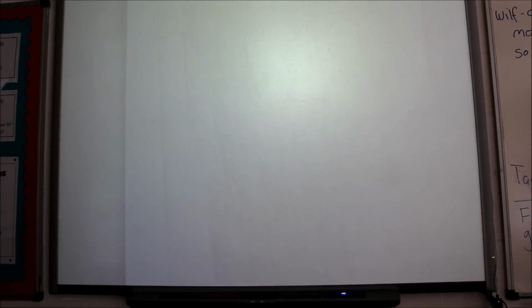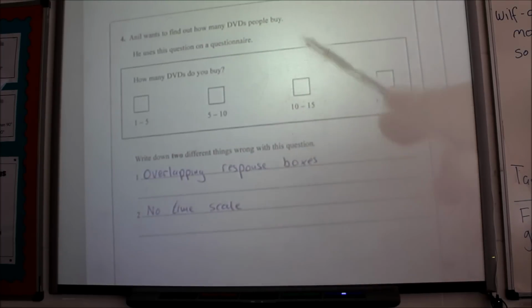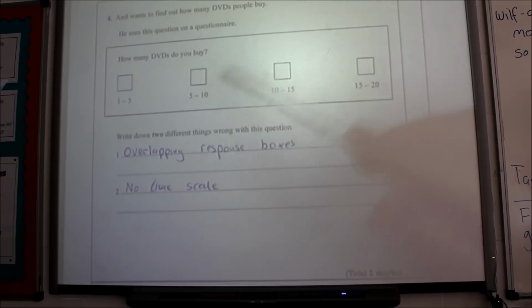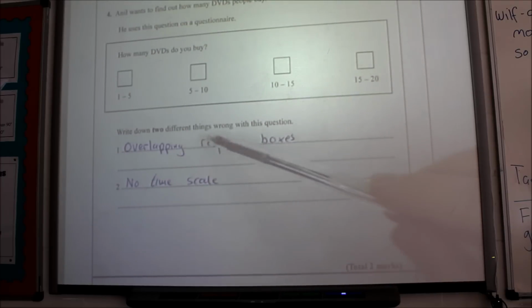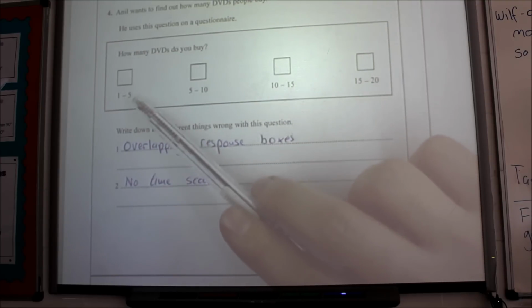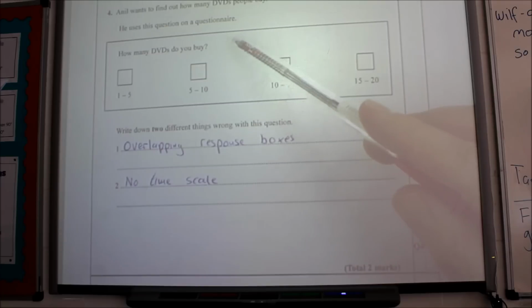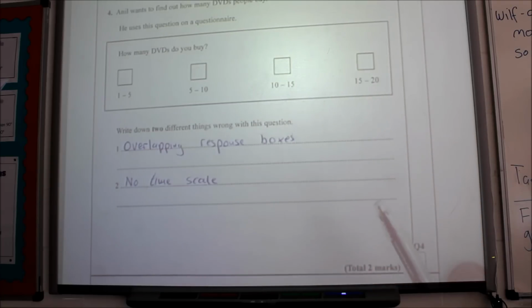Question number 4. Anil wants to find out how many DVDs people buy. He uses this question on a questionnaire. How many DVDs do you buy? Write down two different things wrong with it. Again, overlapping response boxes. If you buy 5, which one do you tick? And there's no time scale. That should be per week or per month or something.